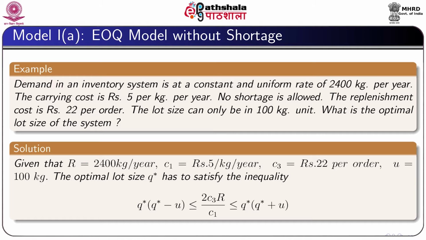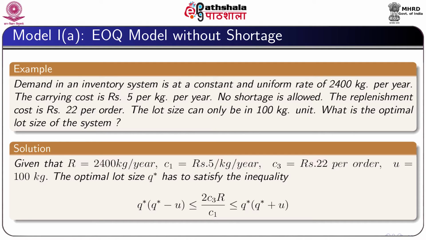Let us take an example. Demand in an inventory system is at a constant and uniform rate of 2400 kg per year. The carrying cost is ₹5 per kg per year and no shortage is allowed. The replenishment cost is ₹22 per order. The lot size can only be in 100 kg units. What is the optimal lot size of the system?